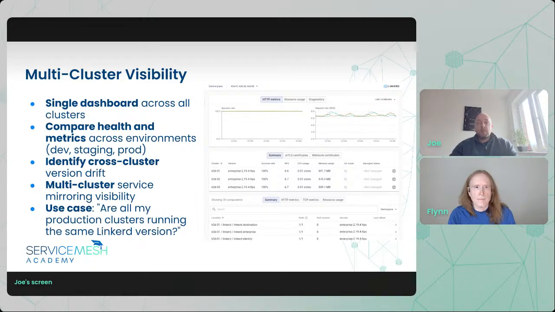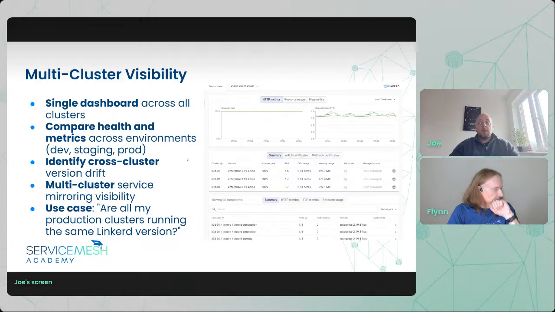The use case at the bottom is probably not the one I could have gone with: are my clusters running the same version? Although you can use it for that. I think most of the time customers use it to see whether there are any anomalies in one cluster versus the other, like I just said, for success rate, or whether one is getting more volume than the other. Although, are they all running the same Linkerd version is a surprisingly useful question to be able to ask.